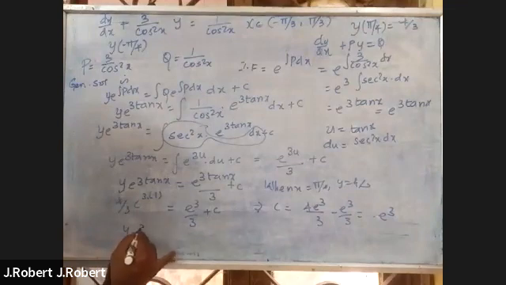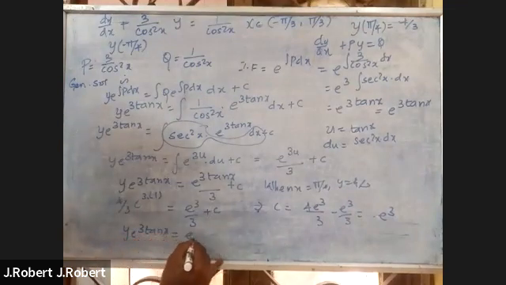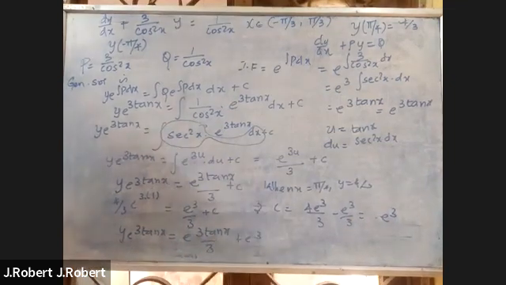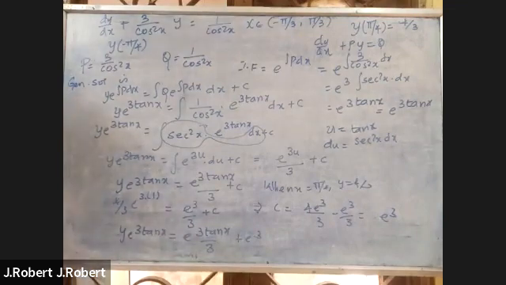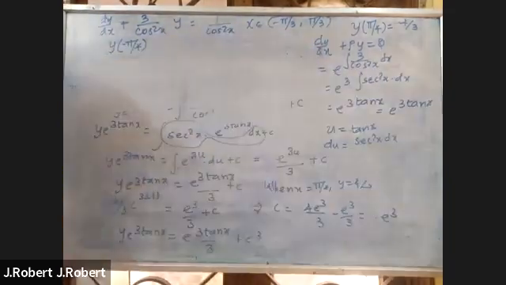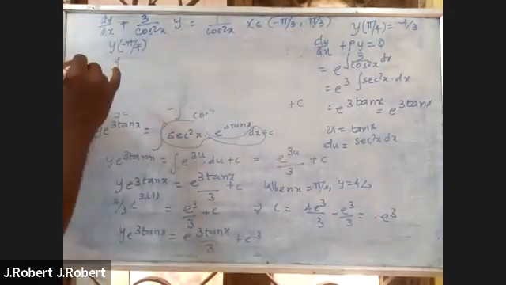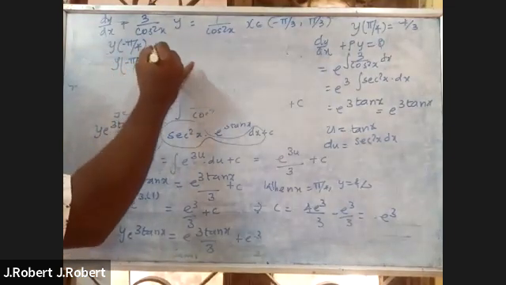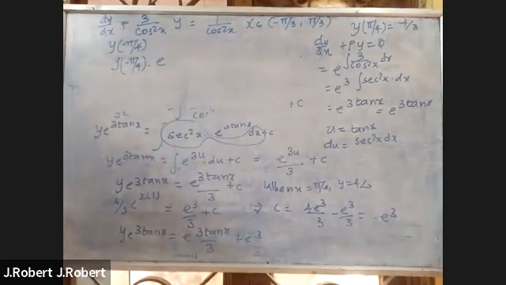I can write this as y e power 3 tan x equals e power 3 tan x divided by 3 plus e power 3. This is it. Now we are going to find y of pi by 4. Sorry, y of minus pi by 4. The question is what is y of minus pi by 4. Listen here, y of minus pi by 4 into e power 3 tan minus pi by 4. What is tan minus pi by 4? It is minus 1.